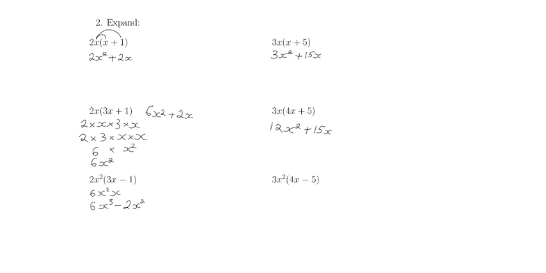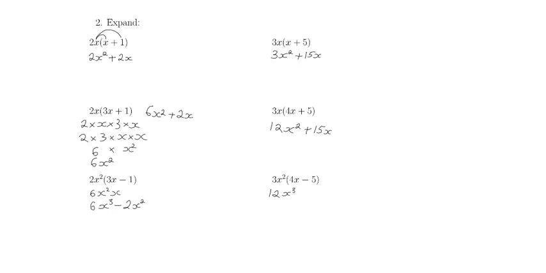Finally, let's do this one. 3x squared multiplied by 4x subtract 5. We have to do 3x squared multiplied by 4x, and then we'll have to do 3x squared multiplied by 5. 3x squared multiplied by 4x. So we have to do 3 multiplied by 4, which makes 12, and then we have to do x squared multiplied by x, which makes x cubed.